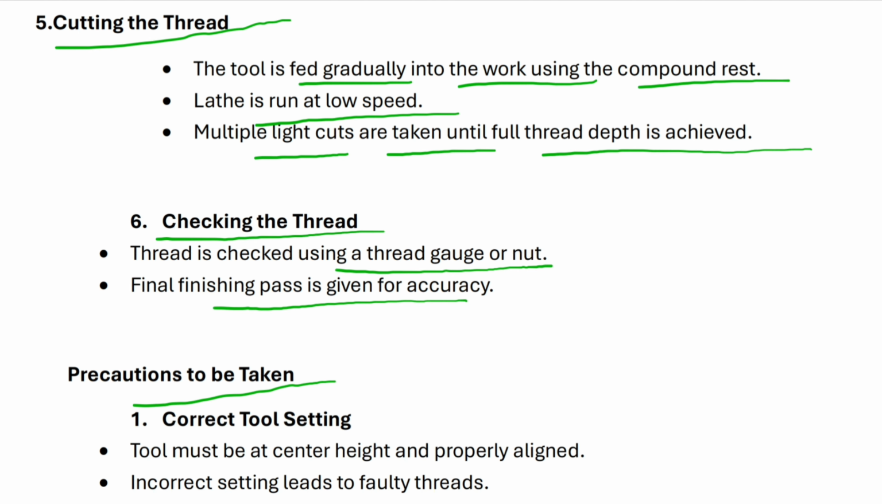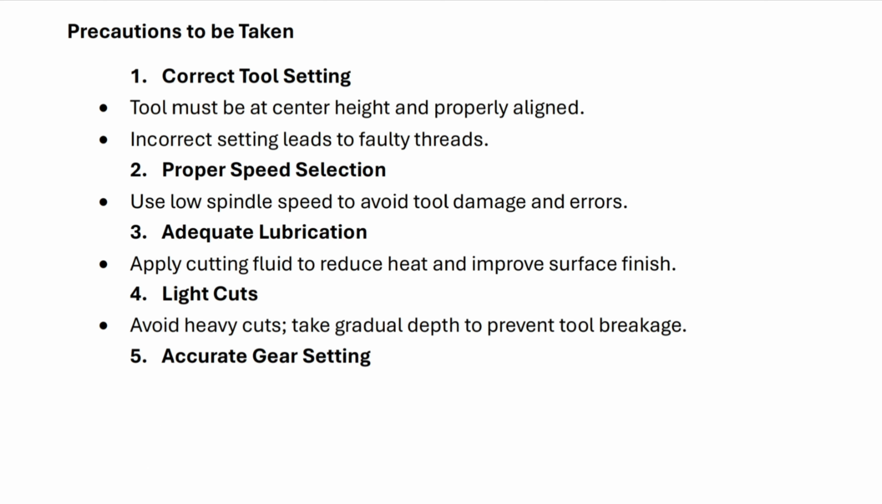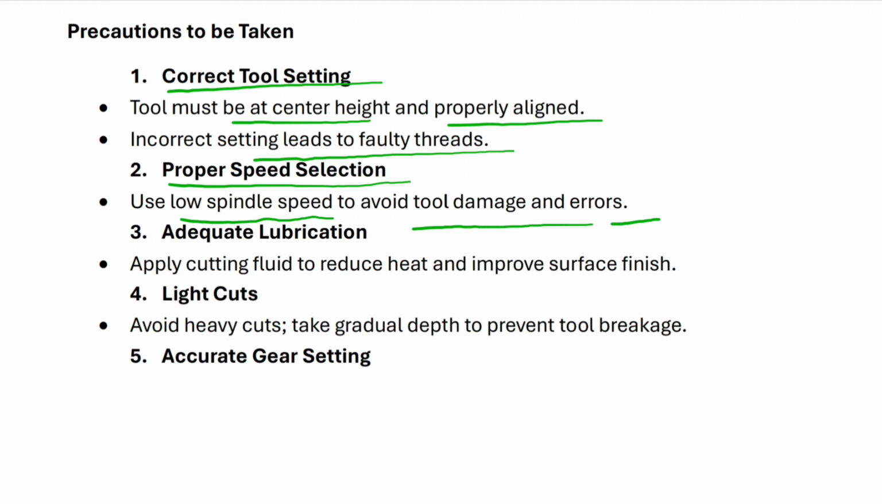Coming to the precautions to be taken. First is correct tool setting. When you start the operation, check whether the tool is properly set at center height and aligned. Incorrect setting leads to faulty threading. How you place the tool is very important. Next is proper speed selection. We have to watch the spindle speed; a low spindle speed avoids damage and errors, so we go for low. Then adequate lubrication: apply cutting fluid to reduce heat and improve the surface finish, and apply oil on the surface.